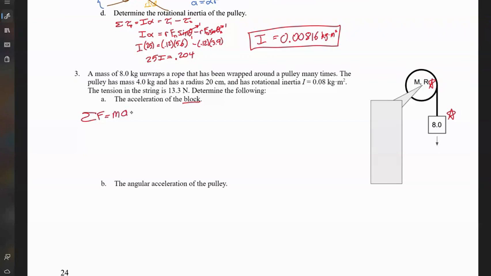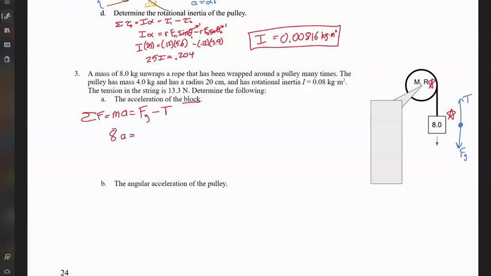If we take a quick peek at a free body diagram on this block, gravity is pulling it down, and the tension in that string is pulling it up. It's moving down, as we can see by this arrow here. So gravity will be the positive force, and tension is the force in the negative direction, restraining its movement. Mass is 8.